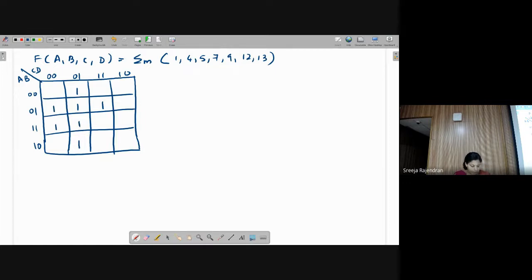Now what I'm going to implement it using is a 4 to 1 mux. I'm going to implement this function using a 4 is to 1 mux. So 4 is to 1 mux means how many select lines will I have? 2. So according to this, A and B will be my select lines. I told you I will take the MSB two things as my select lines. So A and B are going to be my select lines.